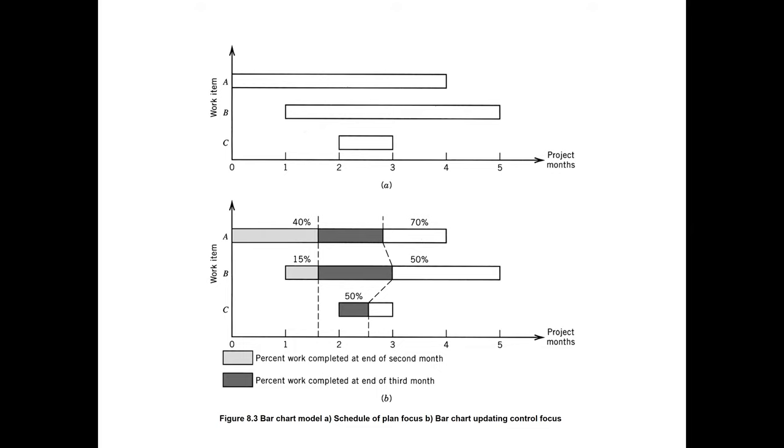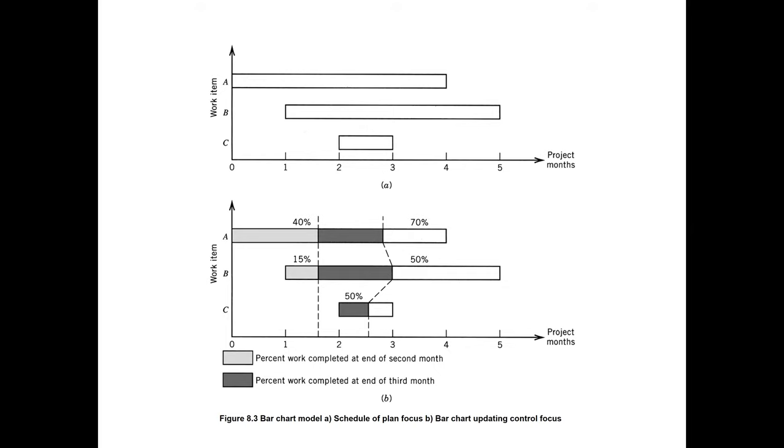This is figure 8.3. If we see figure 8.3A, it's a bar chart model, our planning model. On the x-axis, time is given in months, so we have starting time 0 and then month number 1, 2, 3, 4, 5. On the y-axis, we have the work items. There are three work items, three activities.